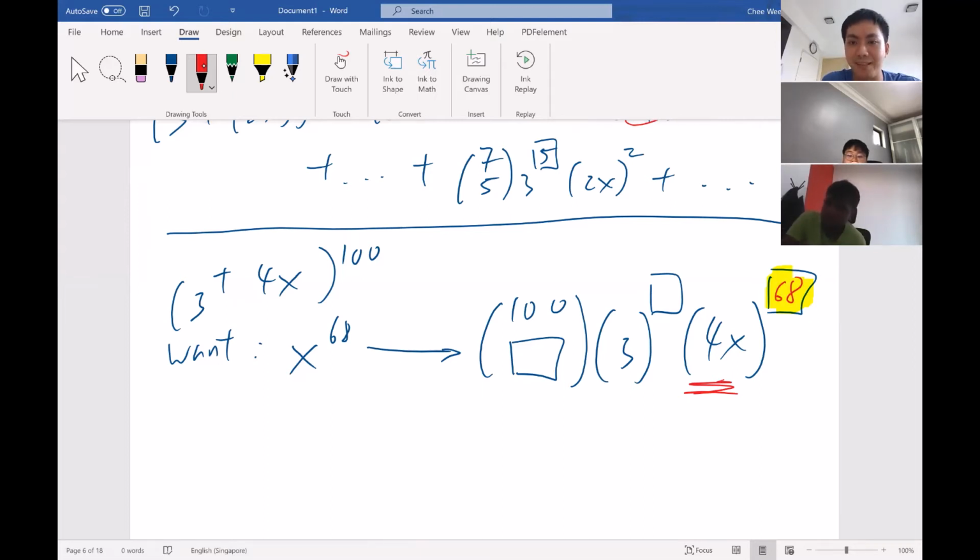Okay, and this is 68, then the power of 3 must be? 69. This guy, 69? Because isn't the 4x and minus 1? Oh, yeah. Okay, never mind, yeah. Okay, it's not 69, what do you think it should be? Wait, will it also be 68? Okay, why so?